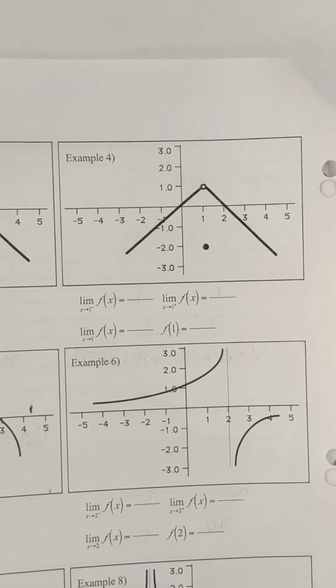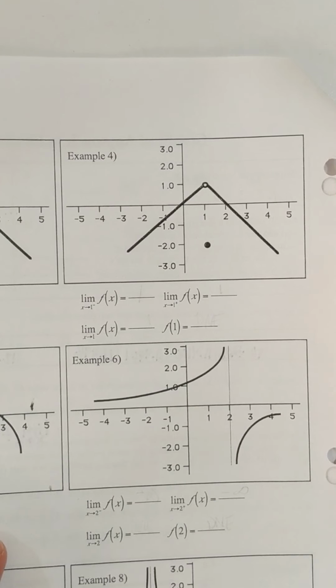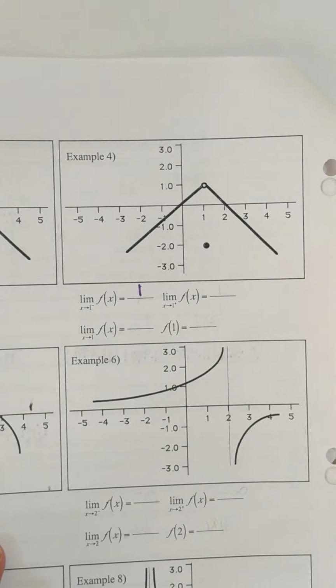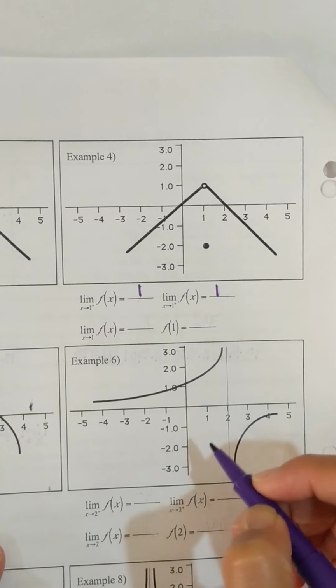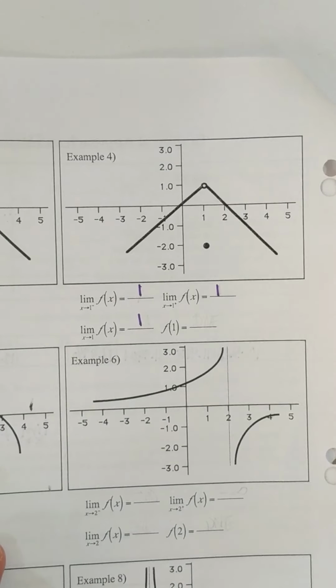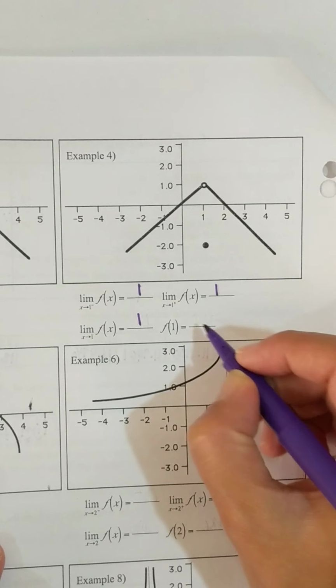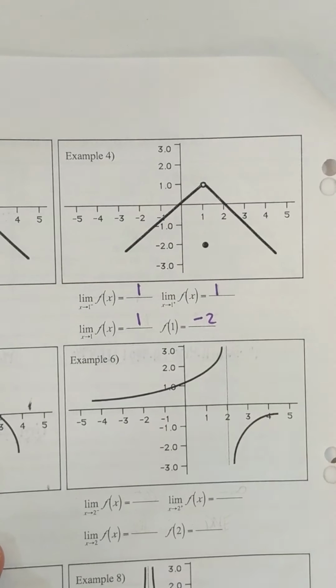Okay, here, same thing. 1 from the left is still 1. 1 from the right, still 1. Therefore, the value of the limit is 1. And f of 1 is equal to negative 2, right? f of 1 is negative 2.